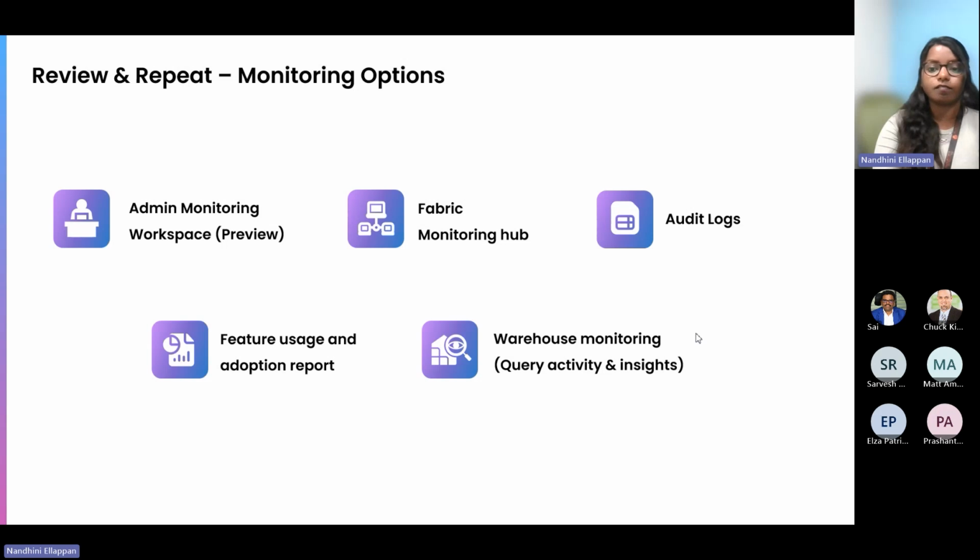The second one is the Fabric Monitoring Hub, which offers a comprehensive view of the system performance and health. Audit logs is going to be your usual audit logs where you track the user activities and the system events. And we have a new report from Fabric, which is called the Feature Usage and Adoption Report, which provides you an understanding of how different features that we discussed previously are being utilized. This can help you identify which features are popular among the users and which ones may need more attention or improvement. And finally, we have the warehouse monitoring tool in place, which helps you monitor the query activity and insights as well.